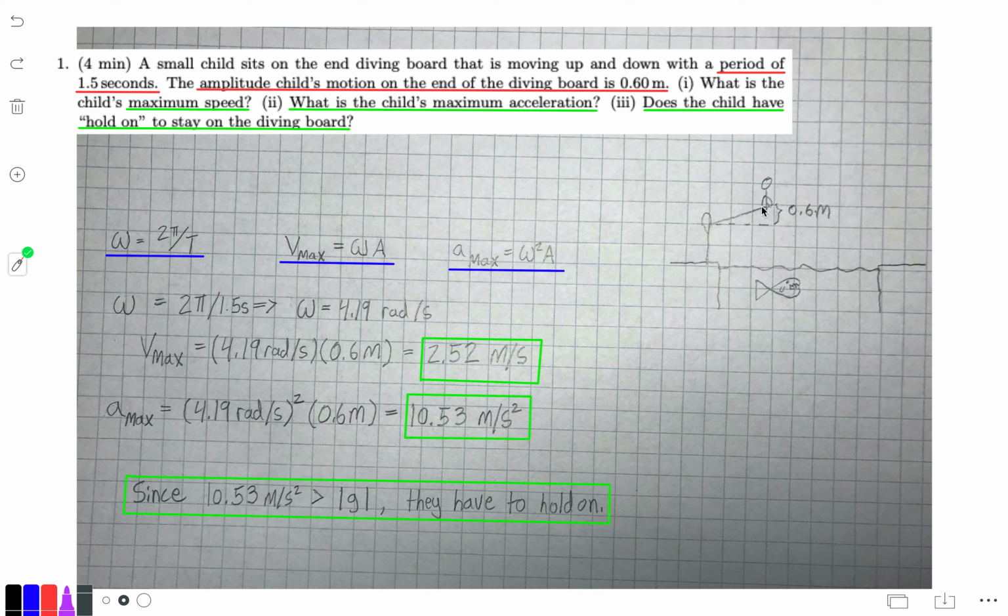And granted, it would be weird, but you could sit on this and have the acceleration keep you on the diving board. But the issue is our acceleration here is almost 1 meter per second squared larger. So this acceleration is just going to give you a little bit too much force, and it's going to make you airborne as you're going to the top of the amplitude or the crest of the wave here.